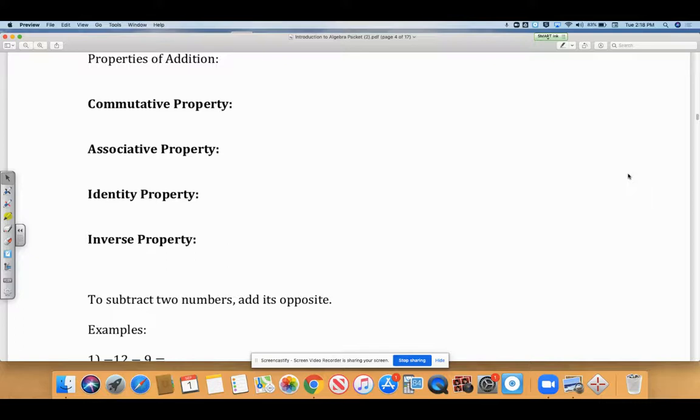Okay, so that was a lot pretty quick. So let's go back through with these properties and go a little bit slower. So the commutative property of addition means you can take a number like 2 plus 3, switch the order, 3 plus 2, and still get the same sum.